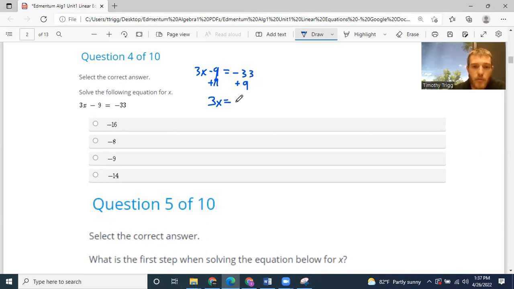If I add these together, that gives me negative 24. You have more negatives. Negatives and positives cancel each other, so you basically are subtracting here. And you take the sign of whatever you have more of. So in this case, we have more negatives. So that's why it's negative 24. Divide both sides by 3 to get X by itself, giving us that X equals a negative divided by a positive is negative. So this is negative 8.